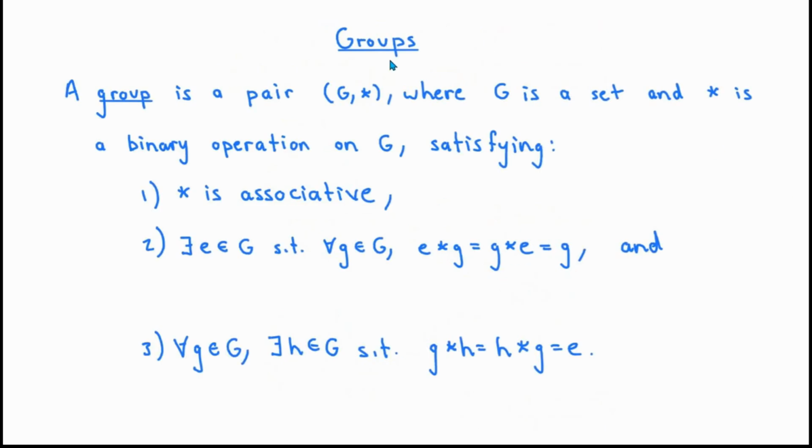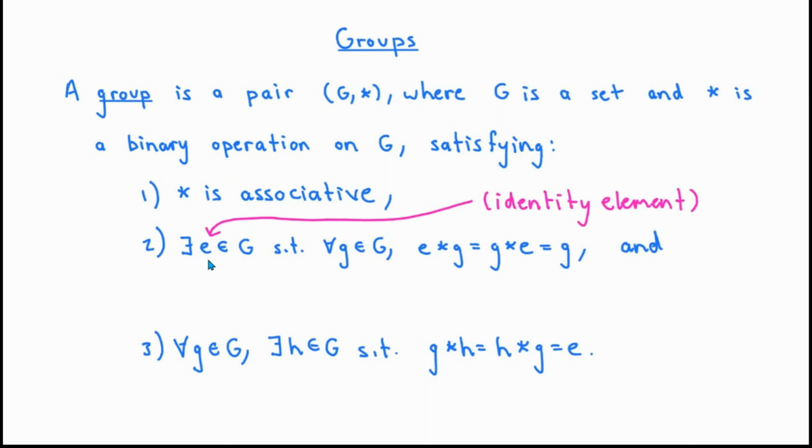Okay, well, at long last, we've arrived at the definition of a group. A group is a pair consisting of a set G together with a binary operation star on G, satisfying three properties. First of all, the binary operation star must be associative. Secondly, there must exist an element E in G, with the property that, for any g in G, E star g and g star E are both equal to g. And finally, for any g in G, there must exist an element h in G with the property that both g star h and h star g are equal to E.